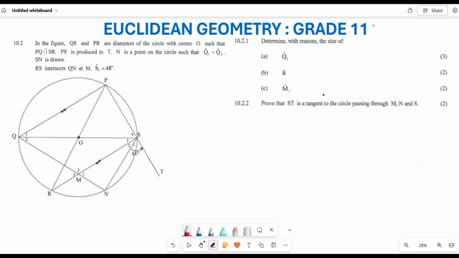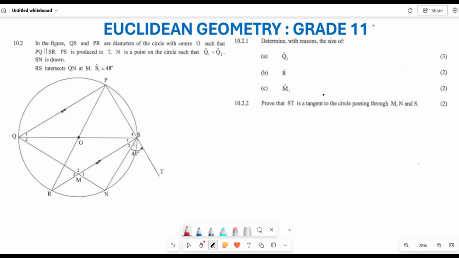We are still looking at our Euclidean geometry. We are attempting this particular past paper, so we are going to be starting here in 10.2. I think 10.1 was the proof. Please check the playlist to see how we go about the proofs. If you're not sure of any of the proofs, please do not hesitate to check this page, where we have some well-explained theorem proofs.